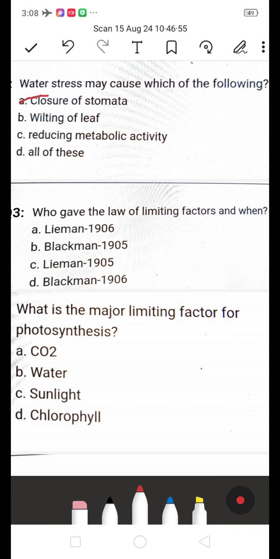Next one, who gave the law of limiting factors and when? Is it Lyman in 1906 and Blackman in 1905, or Lyman in 1905 and Blackman in 1906? Which is the right answer? It's Blackman, in the year 1905. This is the right option.